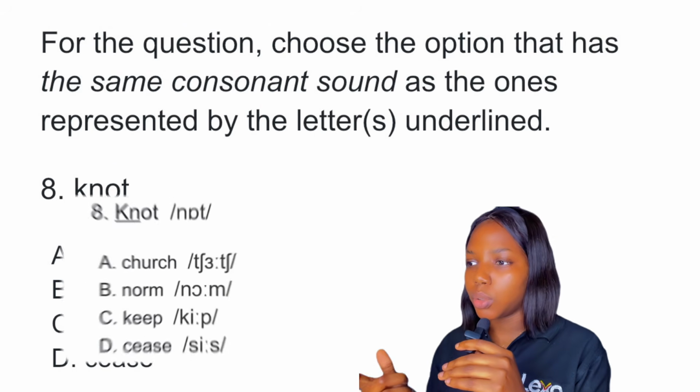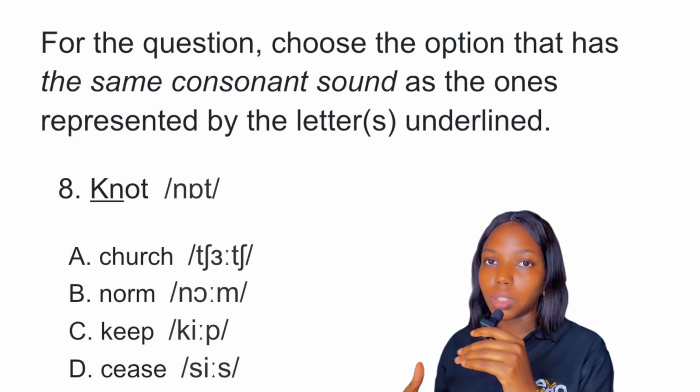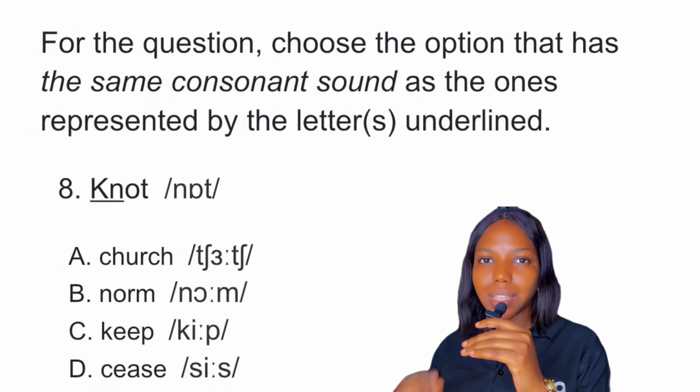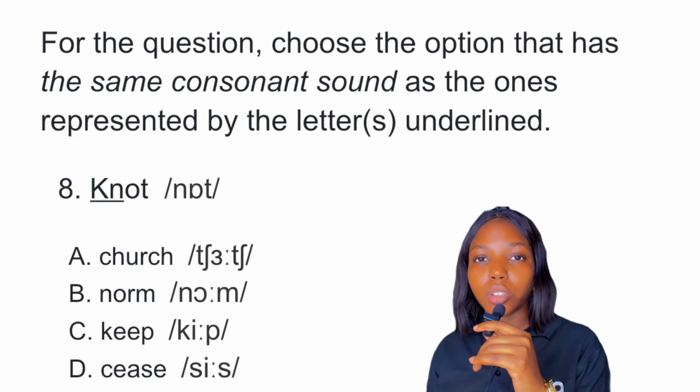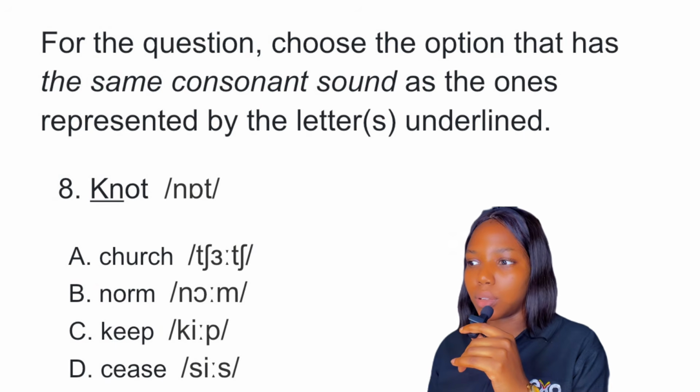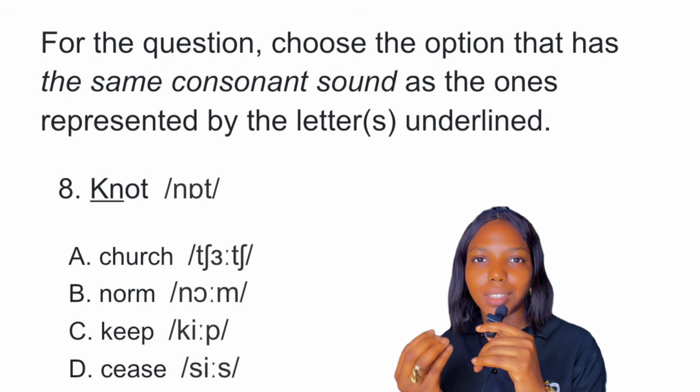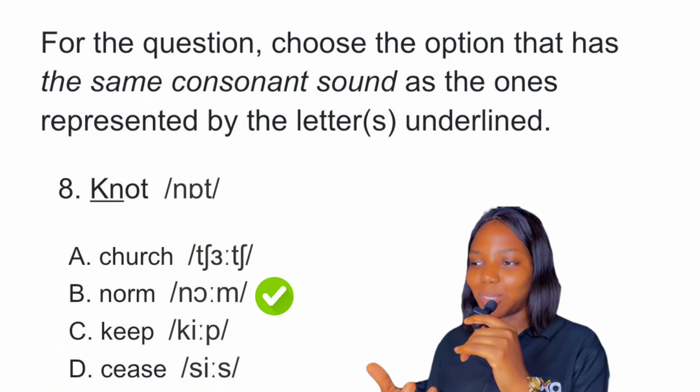Okay, so this question is a 2025 JAMB pass question, and the word is knot. Okay, so we are looking for the sound n, not k. Okay, so option A, we have church. Okay, so this does not have the sound. Option B, norm. This has the sound. So this is the answer to this question.